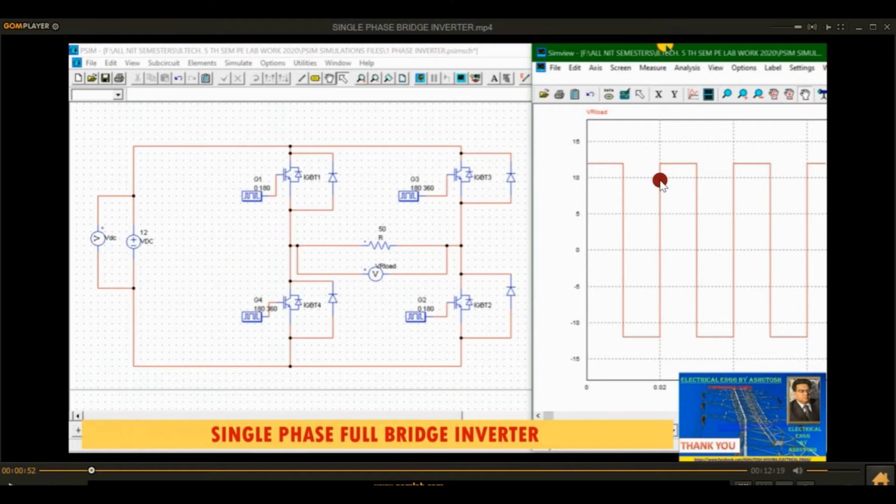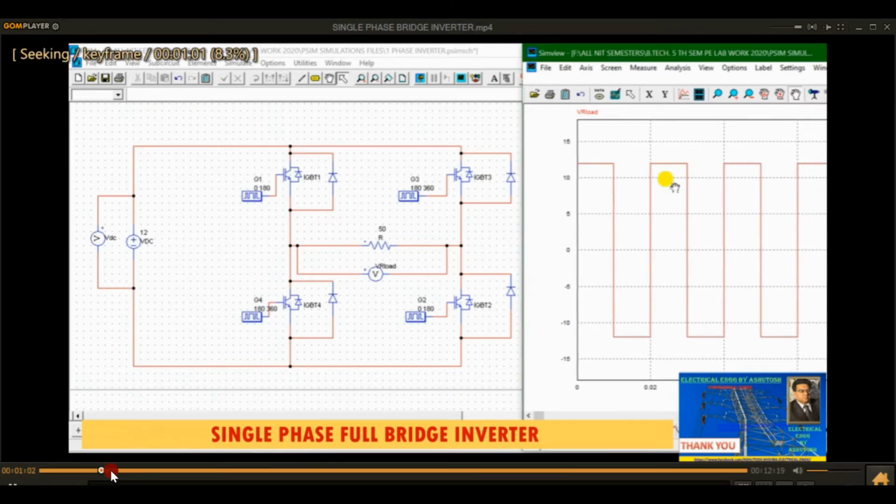This is the zero axis. Then a positive square wave is there, and then a negative square wave is there. So in one cycle you will see the combination of a positive square wave and a negative square wave. So you will get a square wave at the output. These are the output waves. I am explaining the working principle and how it works. So let's start.